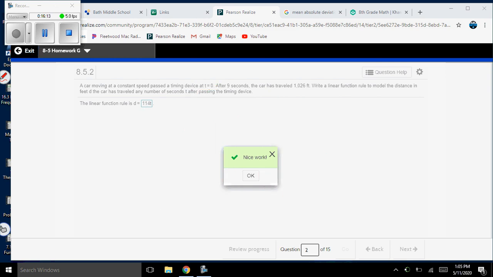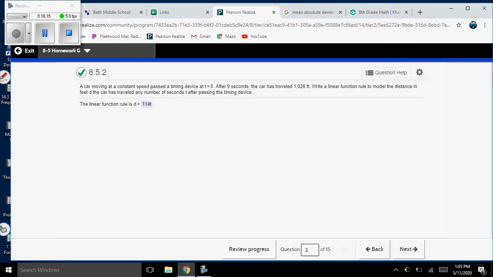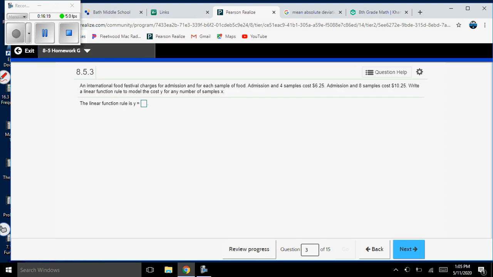All right. Next question, question 3. A food festival charges admission and a price for each sample food. Admission and 4 samples cost $6.25. Admission and 8 samples cost $10.25. Write a linear function to model the cost for any number of samples. Okay? So 4 samples, $6.25.